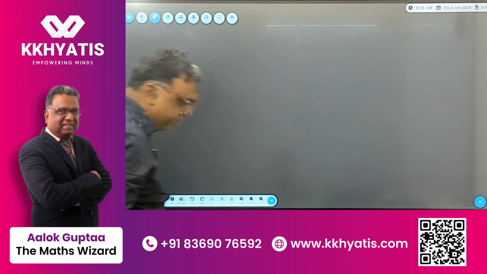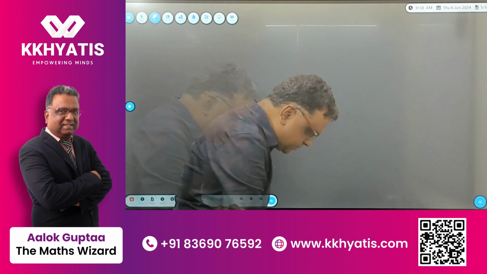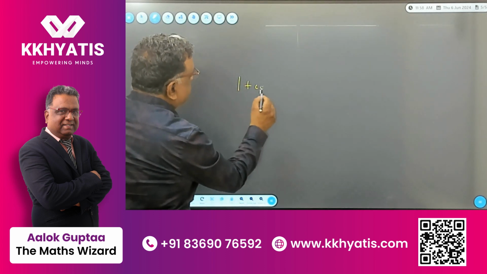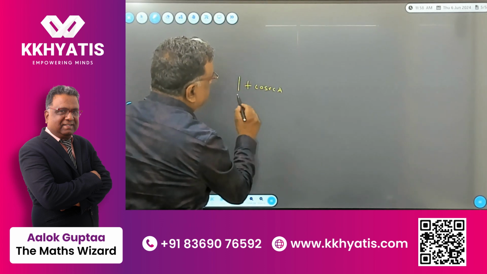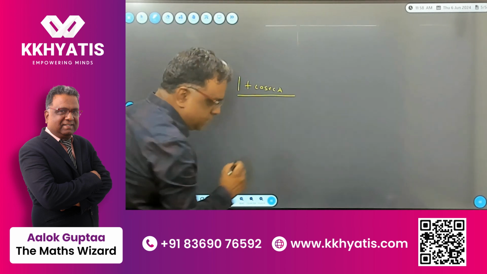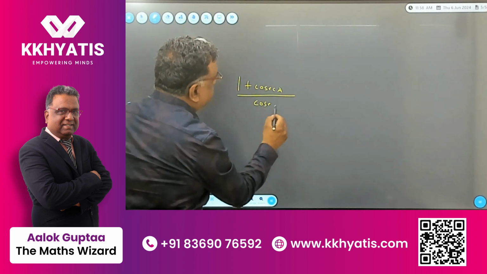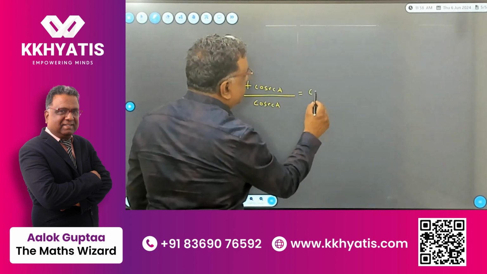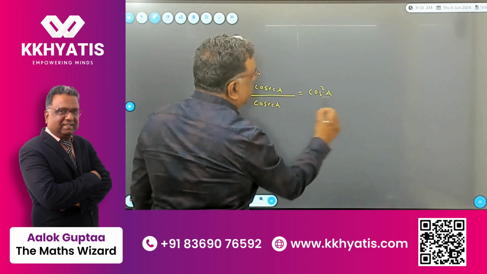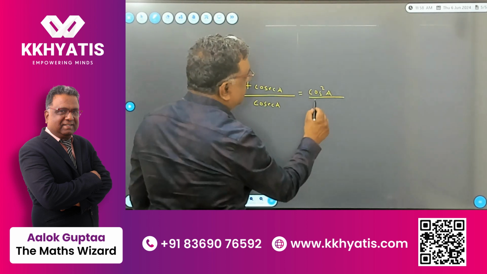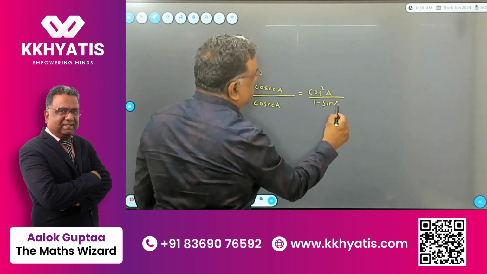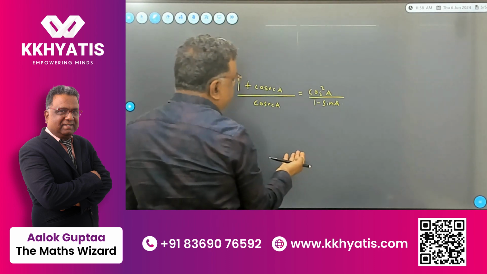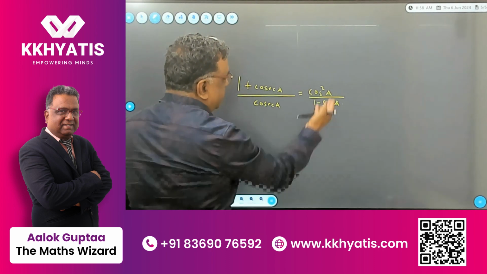Let's go next. Let's take some more interesting sums. You have to prove (1 plus cosec A) upon cosec A equals cos square A upon 1 minus sin A. Okay, so let's start with the left hand side, and we will eventually prove that it is equal to the right hand side.